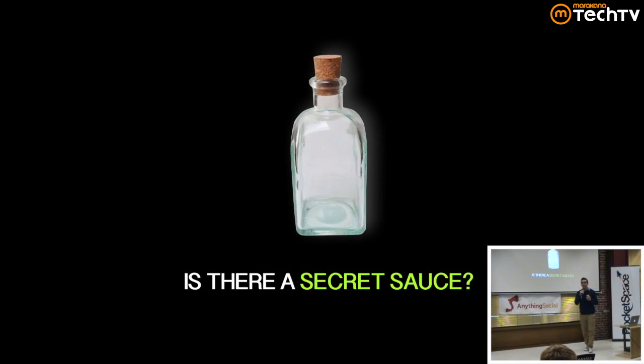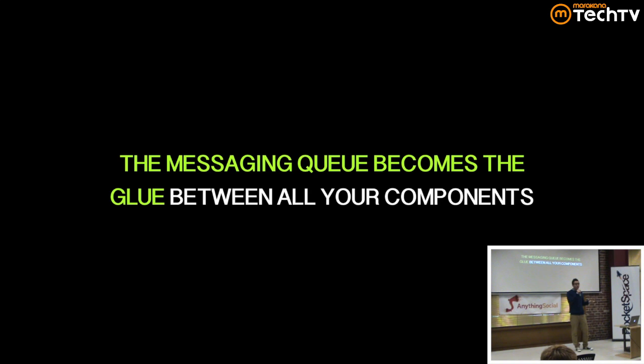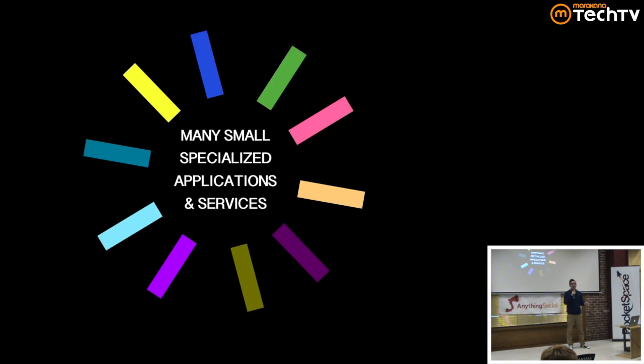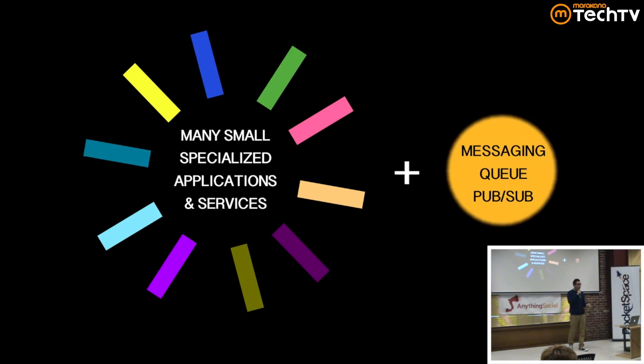So is there a secret sauce to make it work? There are a lot of really good solutions, but for me it was understanding how messaging queues work. Of course, the architecture is going to vary depending on the needs of your company. So when we use a messaging queue, it becomes a glue between all the different components. And it allows us to have many small applications that work well together.